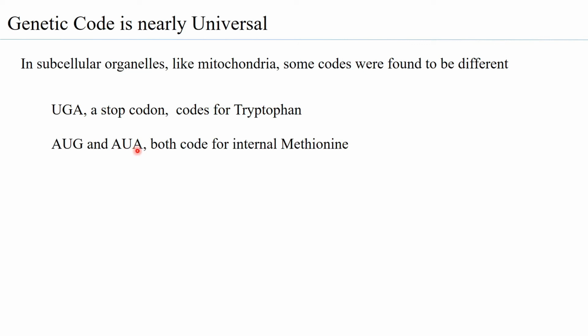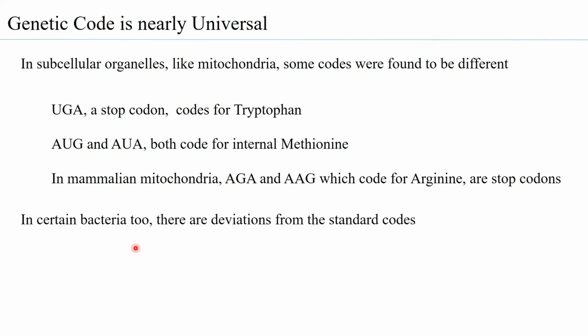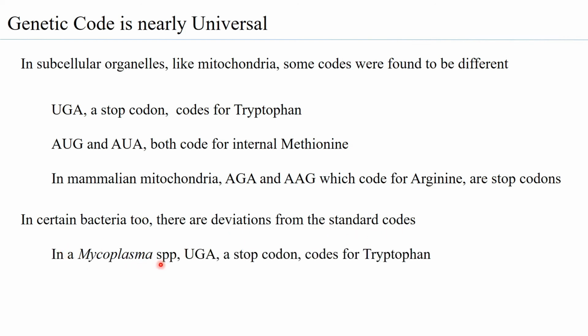AUG and AUA both code for internal methionine, whereas otherwise it is AUG which codes for methionine alone. In mammalian mitochondria, another observation: AGA and AGG code for arginine in genomic DNA, but in the mammalian mitochondria, they code for stop codons. So again, a variation. In certain bacteria too, there are deviations from the standard code. For example, in Mycoplasma, UGA, which is normally a stop codon, codes for tryptophan. So therefore you see that difference.